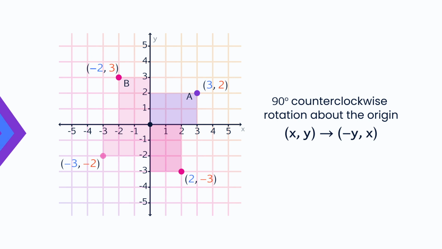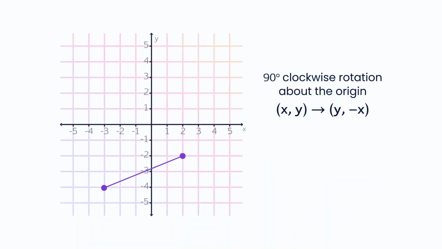Let's look at a final example, this time for a clockwise rotation. You are asked to rotate the line segment EF 90 degrees clockwise about the origin. Let's start with this point, labeled E, at (-3, -4). The rule says (x, y) moves to (y, -x).